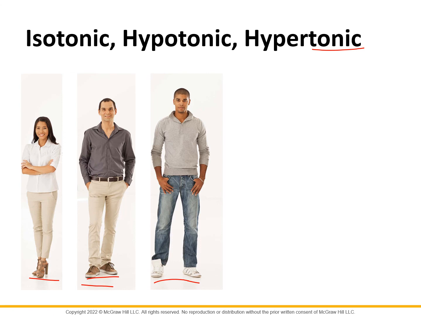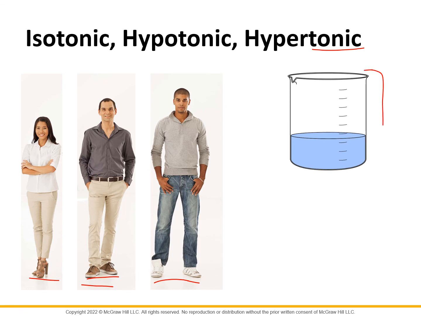So if, for example, I gave you a beaker of solution, and I told you it's hypotonic, your first question should be: compared to what? Just like if I gave you this person and I said he's shorter, your first question should be: compared to whom? Because he is shorter when you compare him to certain people, but he's taller when you compare him to others. So you need to keep in mind that these terms, isotonic, hypotonic, hypertonic, are comparative terms.